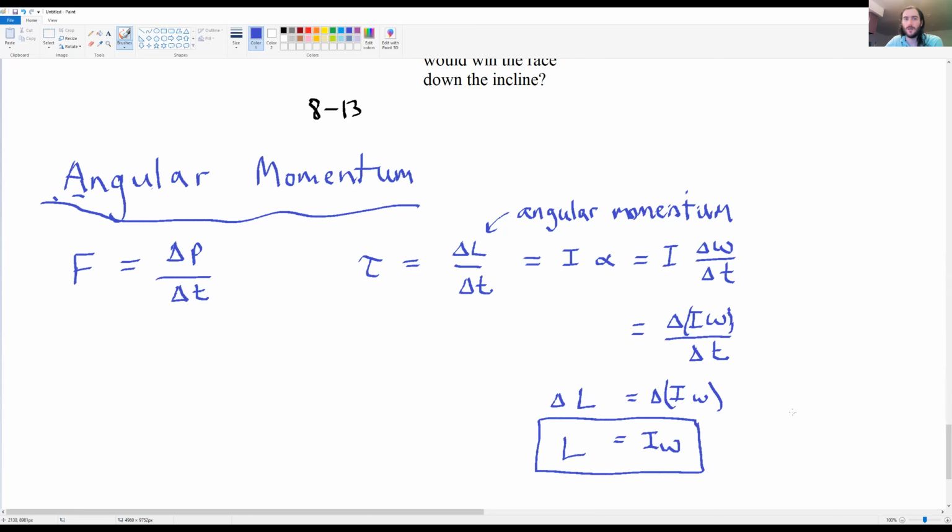Okay. So there it is. That is what we mean by angular momentum. Now we could substitute in I for a sphere, I for a disk, I for a point mass, and calculate the angular momentum for those different situations.